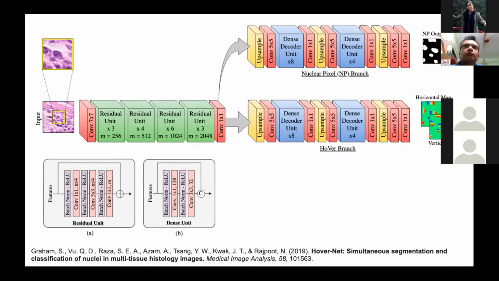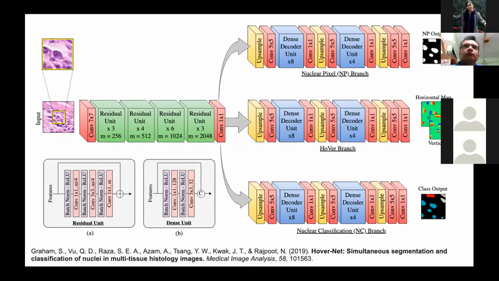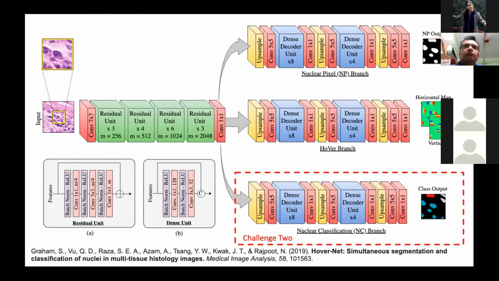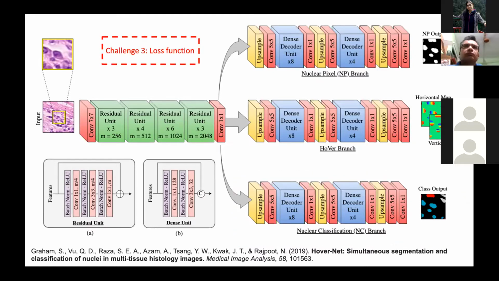The second branch aimed to predict the horizontal and vertical maps that I'll describe in the coming slides. And then the final branch was the nuclear classification branch that aimed to perform pixel-based classification of the nuclei. The hover branch aimed to overcome challenge 1, which was trying to separate the clustered nuclei. Challenge 2, we tried to overcome by using a devoted upsampling branch. And for challenge 3, which was the imbalanced classes, we used a multi-term loss function.